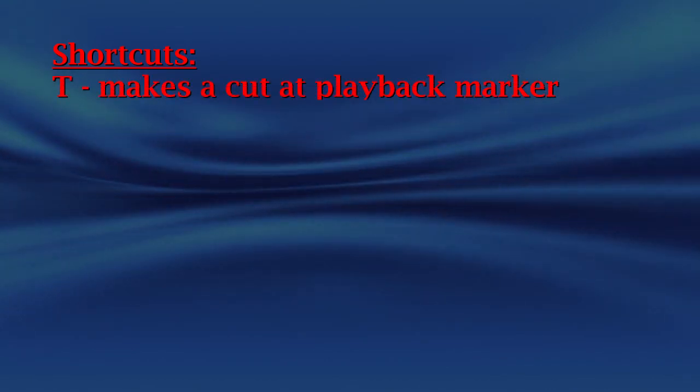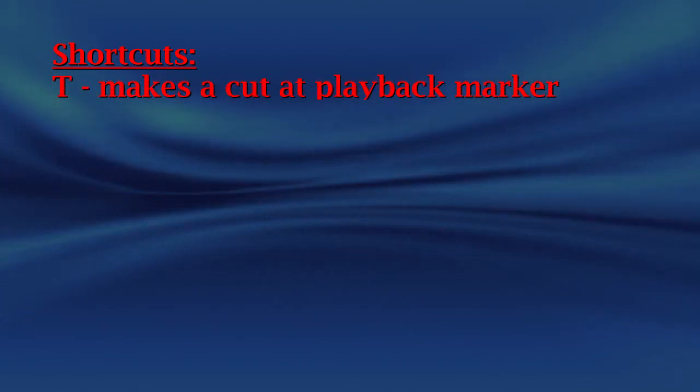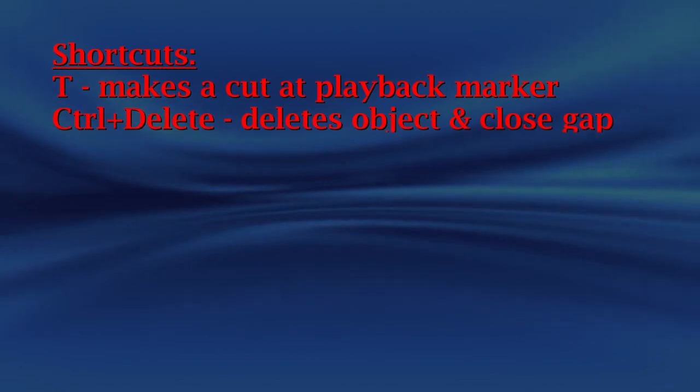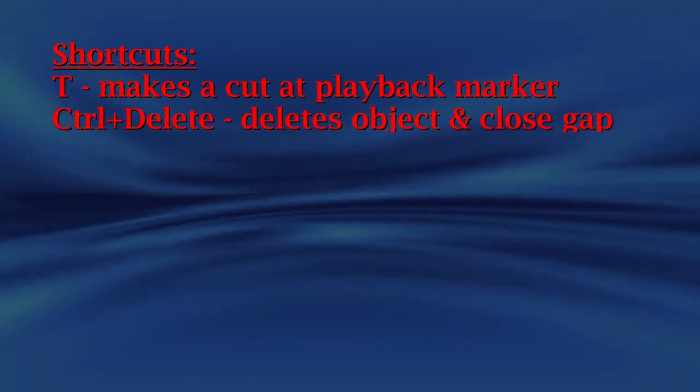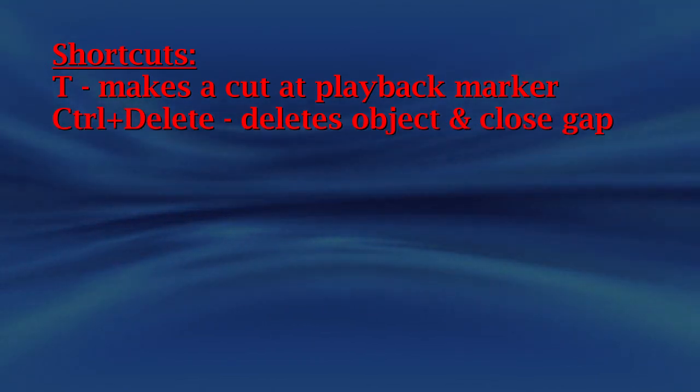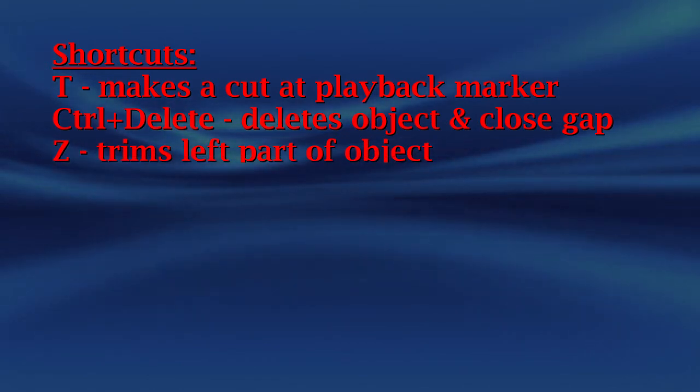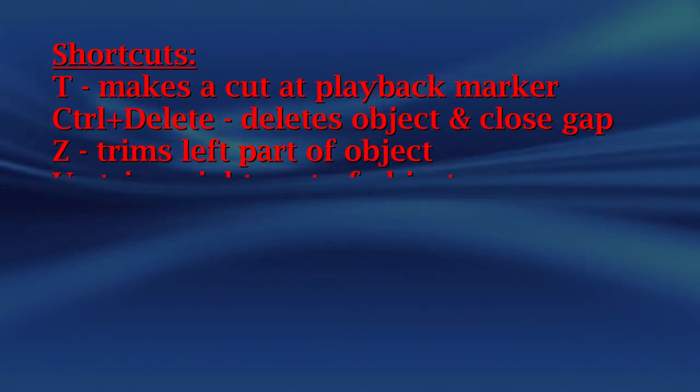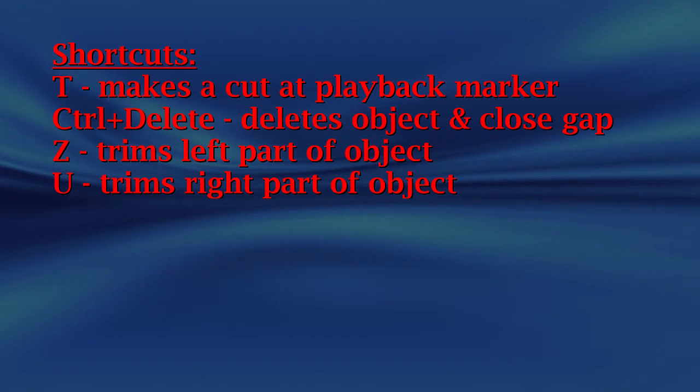Here are the shortcuts to remember. T makes a cut at the playback marker. Holding down the Control key and pressing Delete deletes the object and closes the gap. Z trims the left part of an object. U trims the right part of the object.